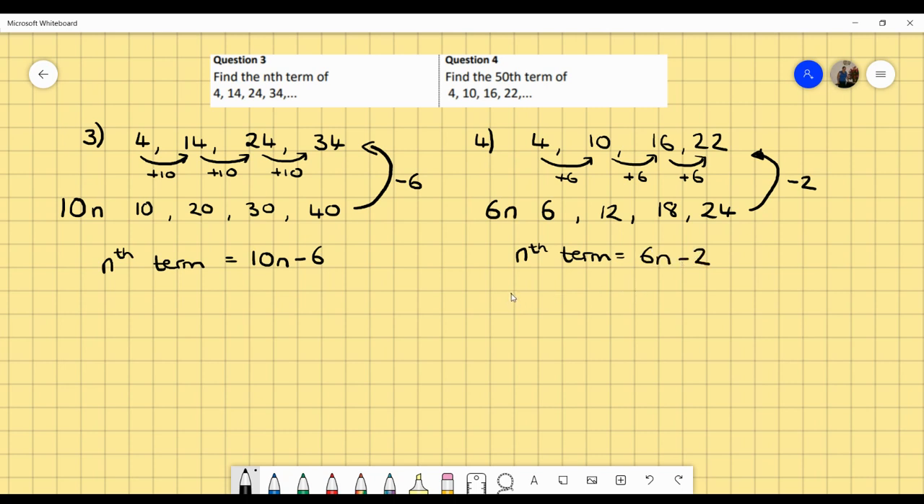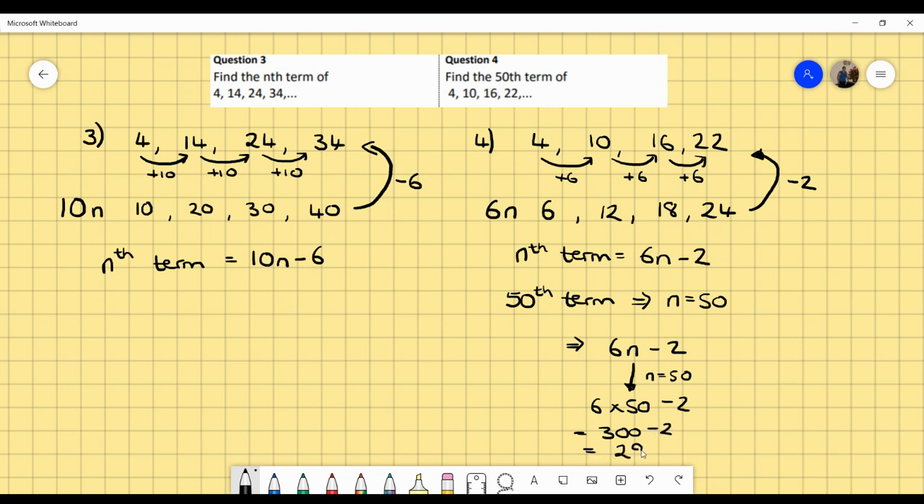Okay, now the question asked me to work out the 50th term. So because I'm doing the 50th term, that tells me that the value of n is 50. So for that calculation, I'm going to use my 6n minus 2, where I know n is 50. And remember, 6n is 6 times n, so it's 6 times 50, and then subtract 2, which means 6 times 50 is 300, and then take away 2 gives me a final answer of 298.